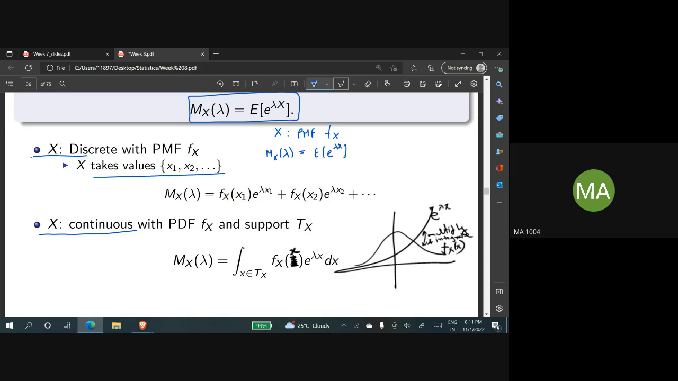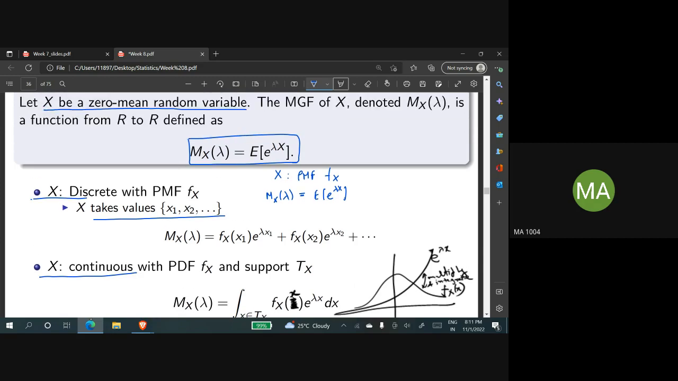Whenever you have to find the expected value of a random variable x that has the PMF fx of x, how do you find the expected value of x? You just do the summation of x times fx of x, where x belongs to t of x. But what happens if you have to find the expected value of a function of a random variable? In place of x, if you have g of x, how do you find the expected value of g of x? You just do the sum over g of x times fx of x.